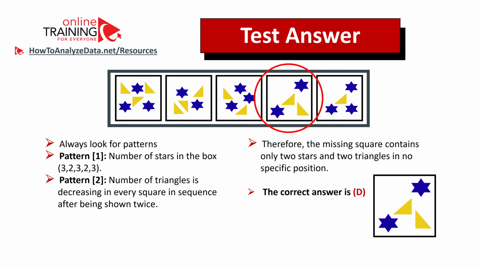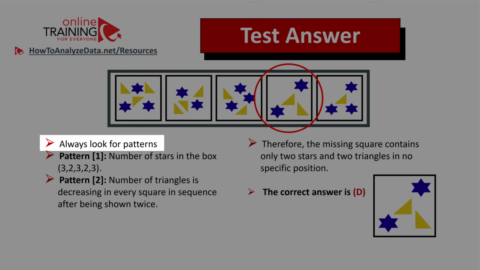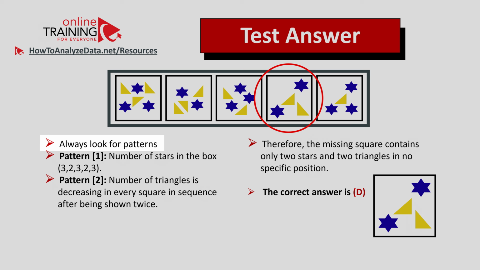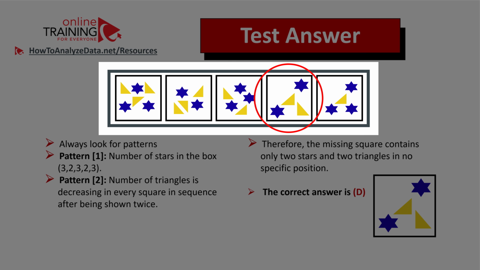I'm probably going to repeat myself again, but my advice to you is always look for patterns. So there are 2 patterns present here, and both patterns involve the number of objects. The first pattern is the number of stars in the box. You see that the first box has 3 stars, then it goes down to 2 stars, then 3 stars again, then 2, so the next one is 3 again. So the missing object will definitely have 2 stars.